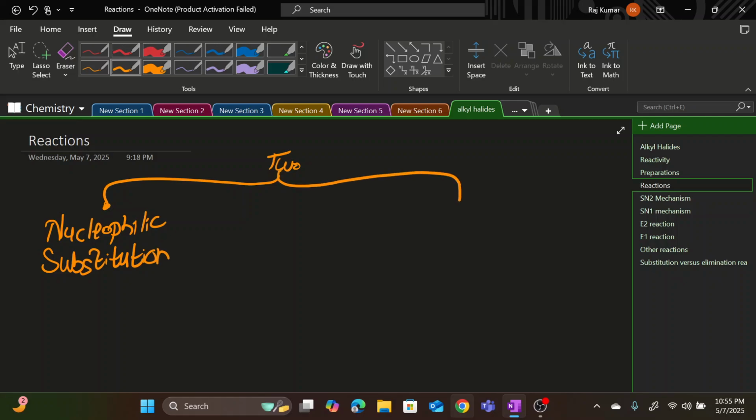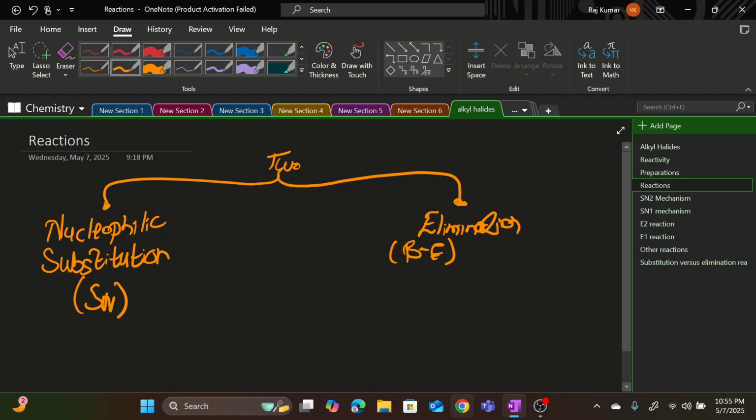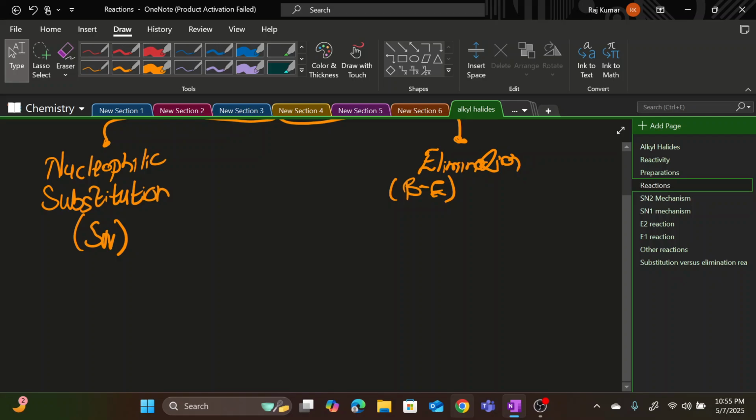And the second reaction is elimination reaction, which is also known as beta elimination reaction. This is SN reaction, also known as nucleophilic substitution reaction, and that is also known as beta elimination reaction. So let's understand what actually happens in these reactions.